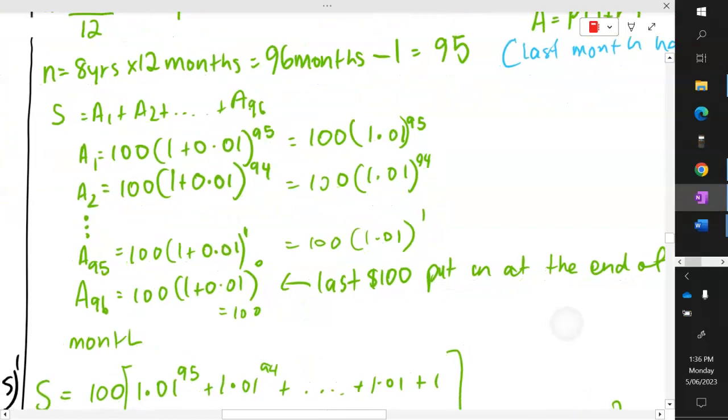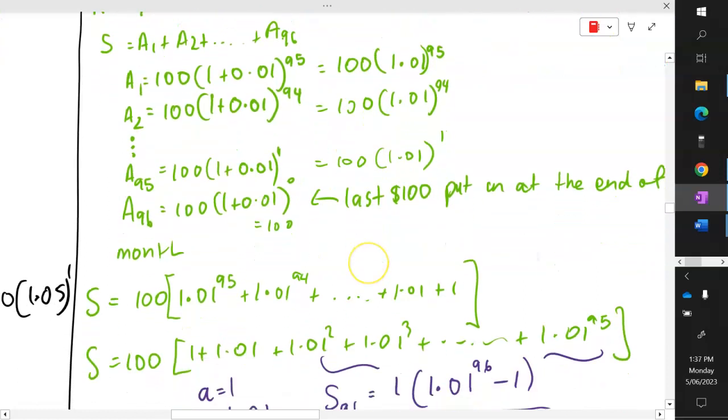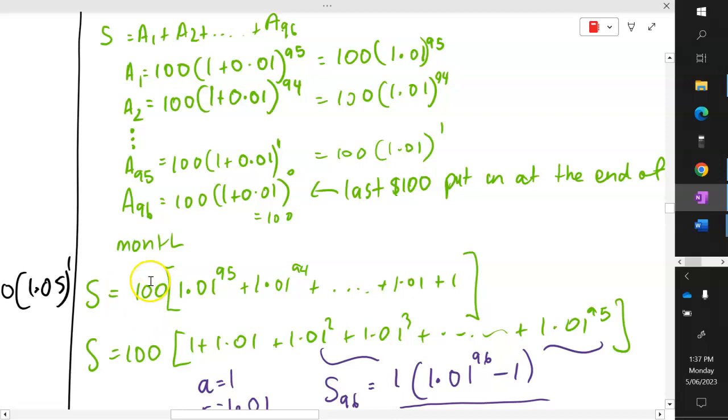Yeah, so I'll say that last part again. In that last month, the 96th month, that $100 is put in at the end of the month, so it has not gotten any interest. So that's why I've got a 0 power in that one. So if we simplify the right-hand side here and add all our A's together, I've done that and just factored the 100 out right at the start. I'm going to get 1.01 to the 95 all the way down to 1, which was this bracket here to the 0. Anything to the 0 is 1.